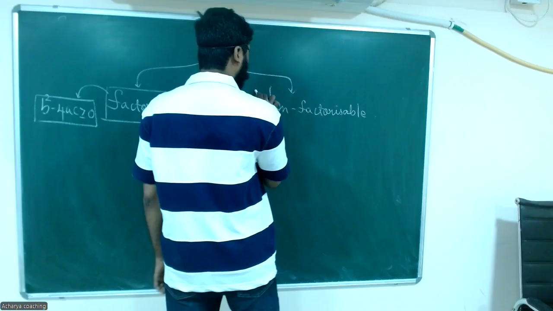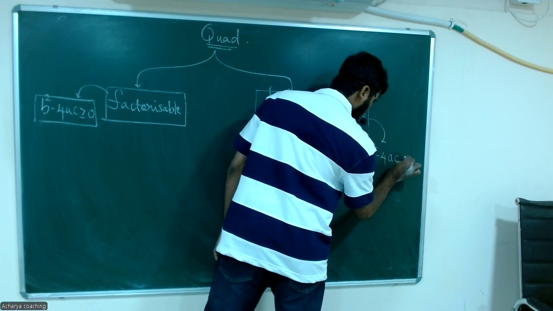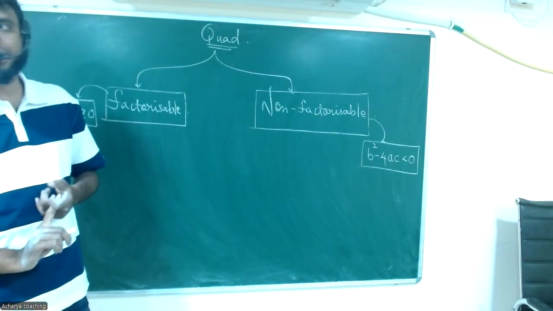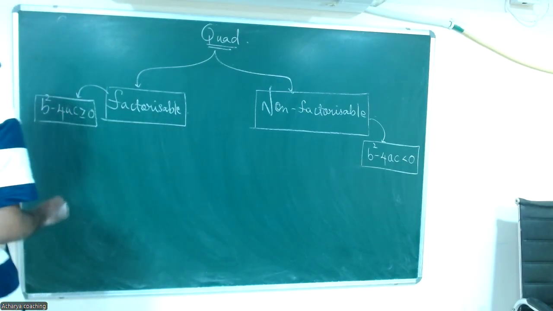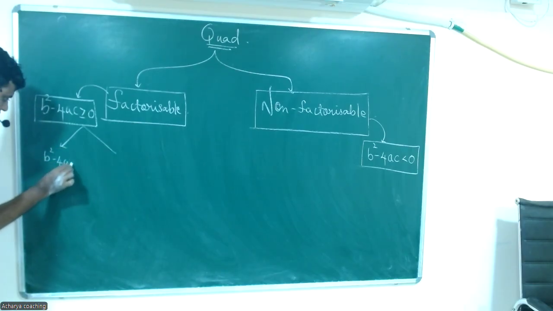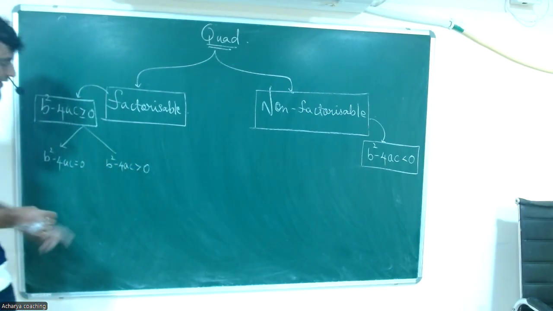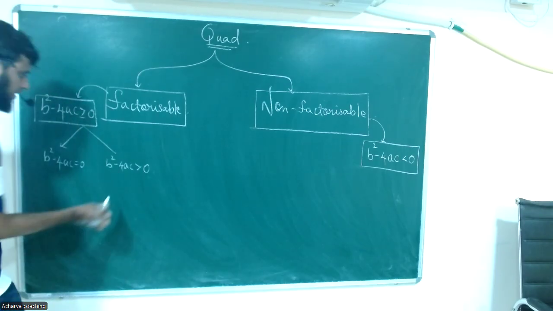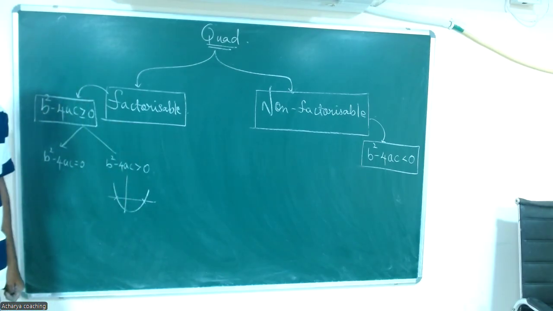Next, non-factorizable. In this case, b square minus 4ac is less than 0. Whenever b square minus 4ac is less than 0, this concept I have not explained in the last class, right? So in b square minus 4ac greater than or equal to 0, we have two types: b square minus 4ac equal to 0 and b square minus 4ac greater than 0. You have studied this in 10th standard, real and distinct roots, which means it will intersect the x-axis at 2 points. Two solutions will be getting.